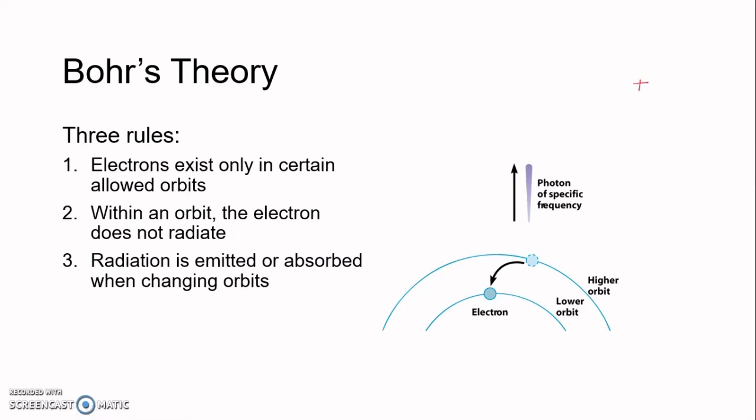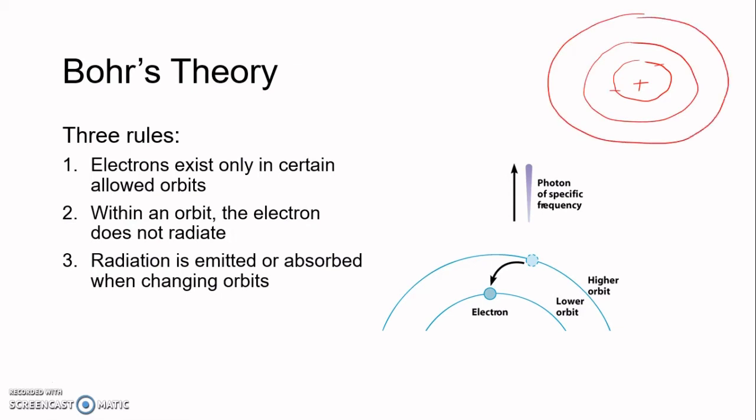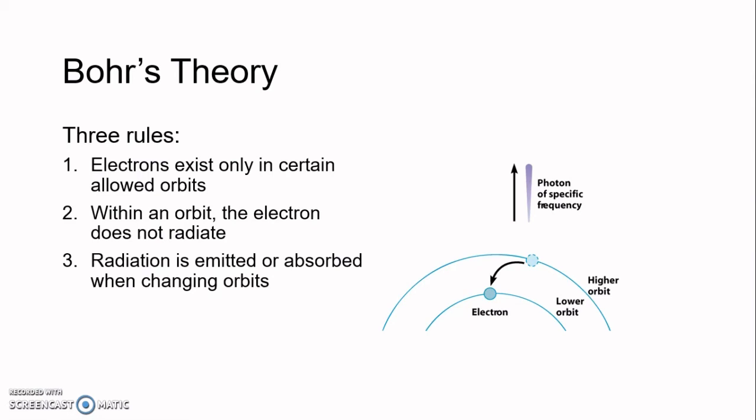It's not just a nucleus, and then all your electrons in one orbit, you can have multiple different types of orbits. Now, Niels Bohr found out that electrons can only exist in certain orbits. So in this picture, you have an electron that can exist in a lower orbit or a higher orbit, but it will not exist between those two orbits. So it can only be in one orbit or the other. It will not ever be anywhere in between.